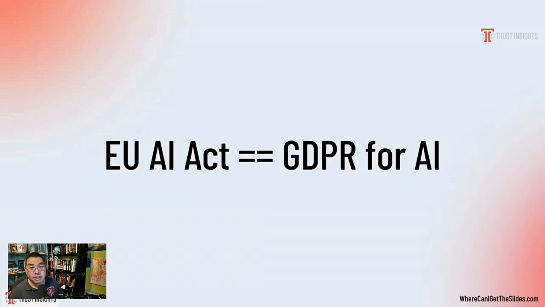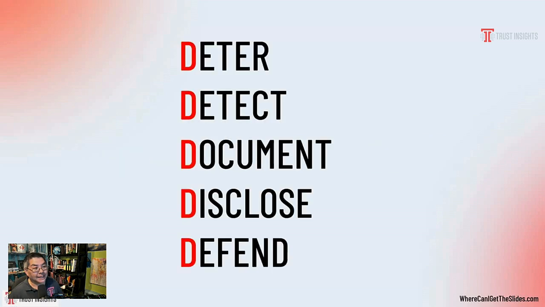Regulation is coming. The EU just passed the AI Act, which is to AI what GDPR was to data privacy. The key tenets that the EU is looking for people to enforce is deter illegal uses of this technology, detect high risk use cases, document the use of it, disclose the use of it, and defend the rights of individuals. The one that applies to marketers most is disclose and document.